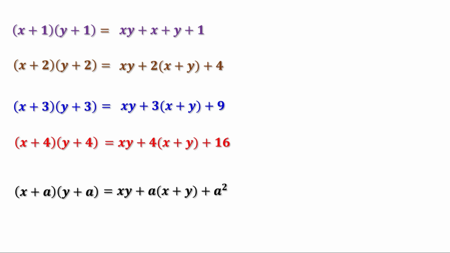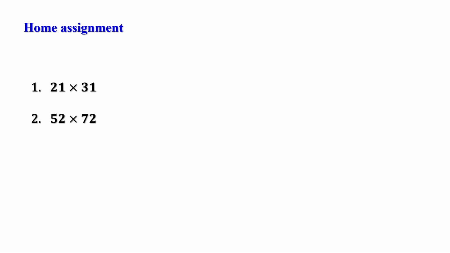Now there are some homeworks. First one, 21 into 31. Second, 52 into 72. Third, 24 into 54. Using the identities which you have learned, you can easily find out these products.